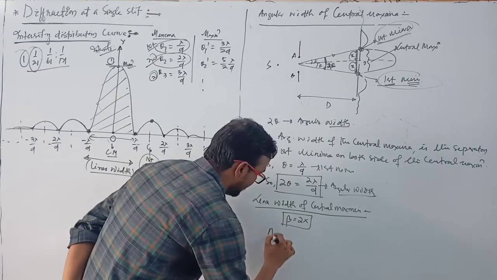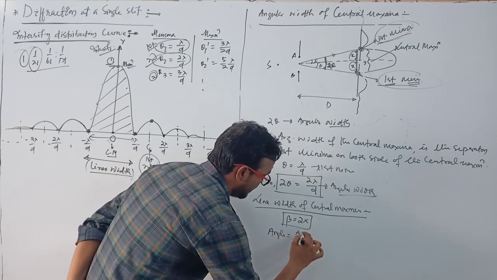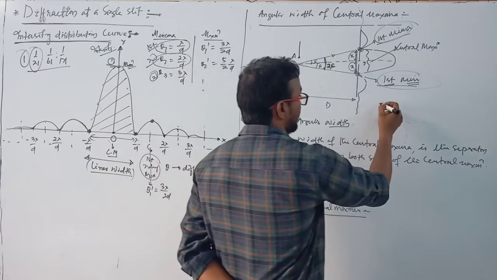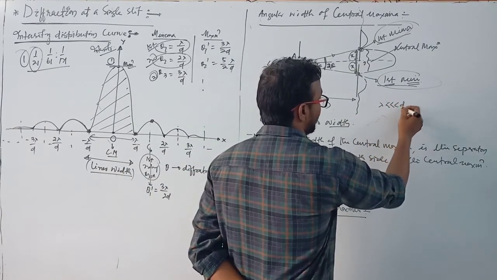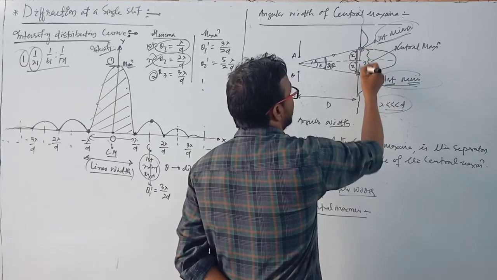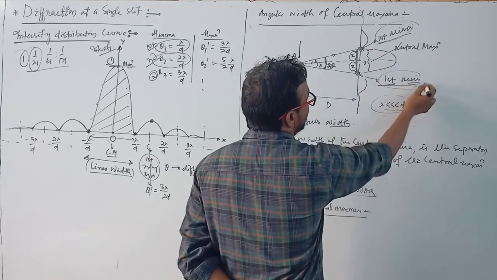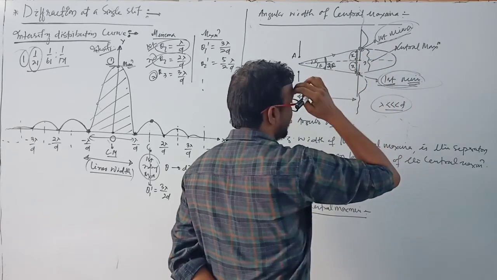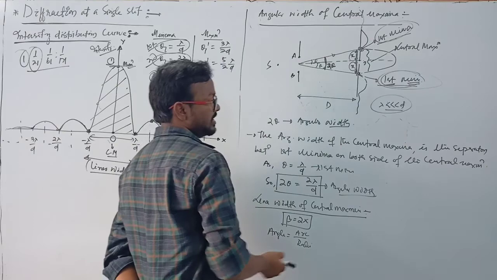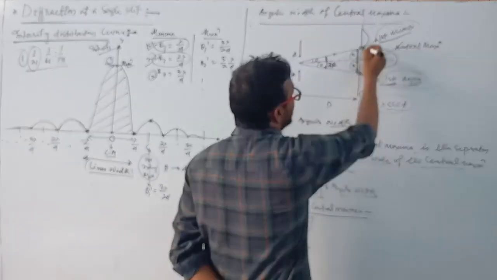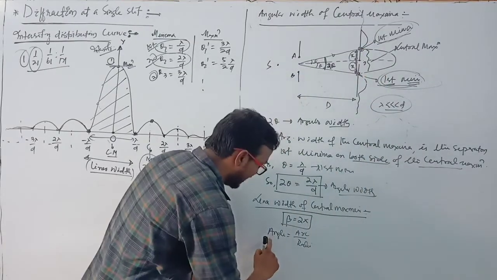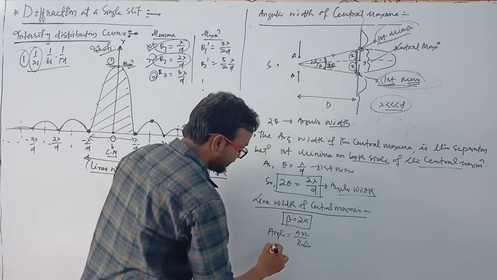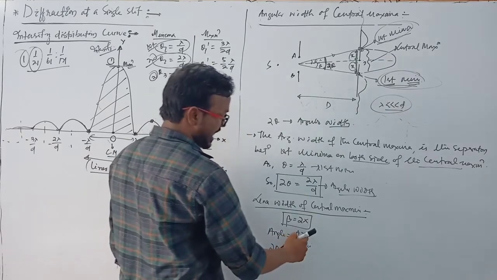We already know angle equals arc upon radius. But here we use that lambda is very small as compared to d. So at this point is the first minima, and this point is a first minima below. These two are opposite points, on opposite sides of the central maxima, very near to each other. So we can write angle, here theta, but theta is 2 theta. We can write directly 2 theta equals arc upon radius.